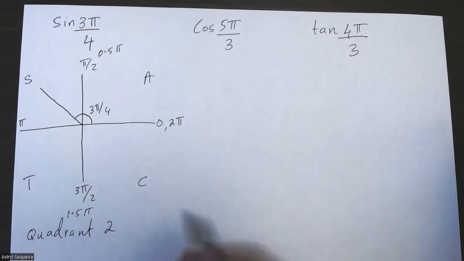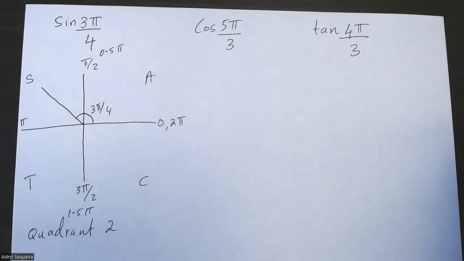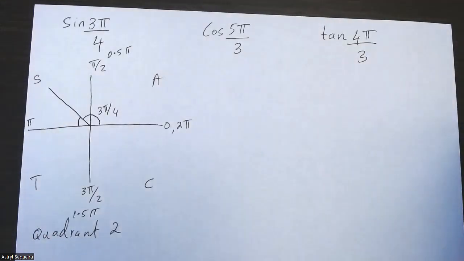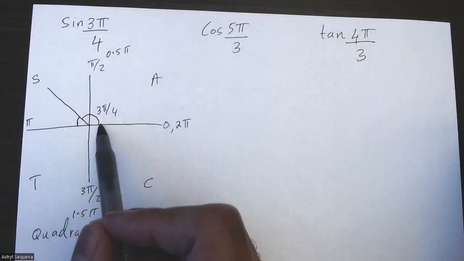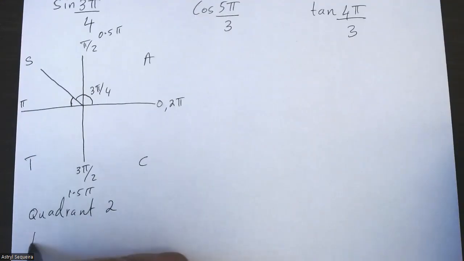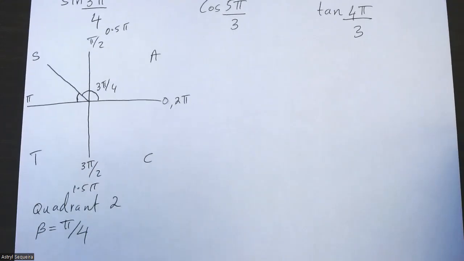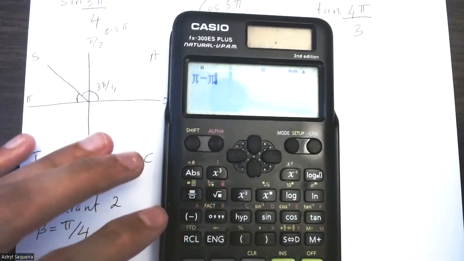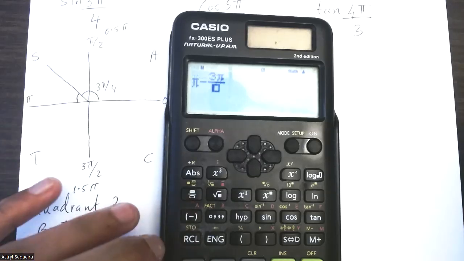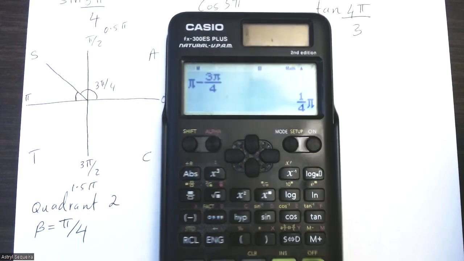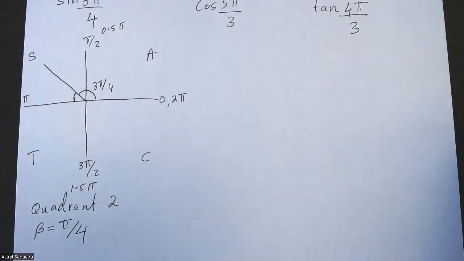My principal angle is in quadrant number 2. Next, I need to find the acute angle, which is always a small angle with the horizontal line. So to find this, I know that this whole thing is pi. So if I do pi minus 3 pi over 4, I'll get my acute angle to be pi over 4. Again, if you can't do that mentally, you can always put it in your calculator. Pi minus 3 pi over 4 is just 1 pi over 4, which is basically pi over 4. But again, you should be able to do this mentally.